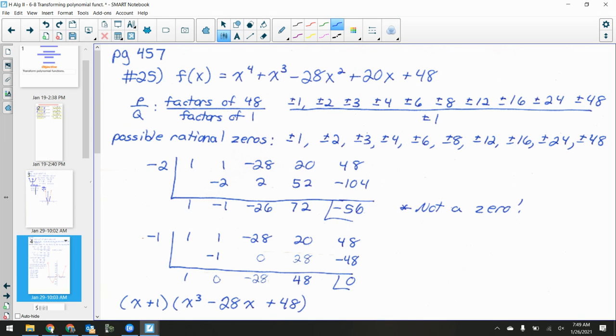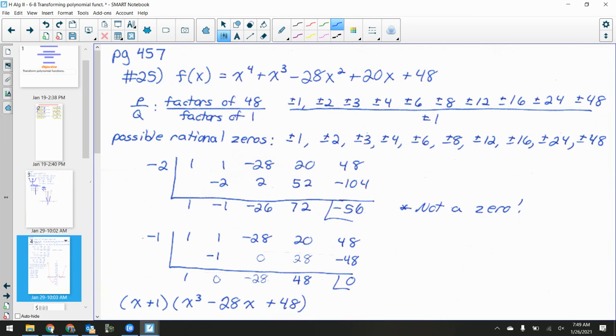Here's what I mean when I talk about the difficulty. Taking a look at this function, I can't factor it, right? I can't factor it. So I would then take my values of P and divide them by my values of Q.